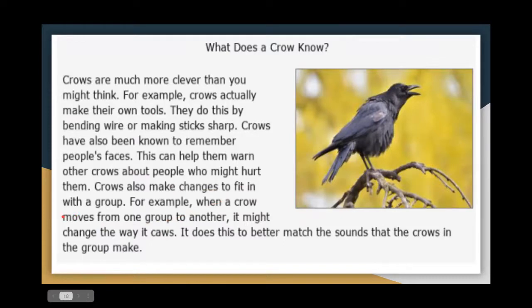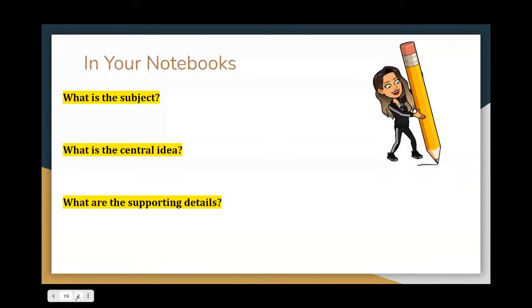So what is that telling me? What is the central message or central idea that the author wants me to know about my subject, which is crows? I'm going to give you a few minutes to think about this. And in your notebooks, I want you to jot down, what is the subject? What is the central idea? And what are the supporting details that support that central idea? Take a few minutes, pause this video, and come back to check if your answers were correct.